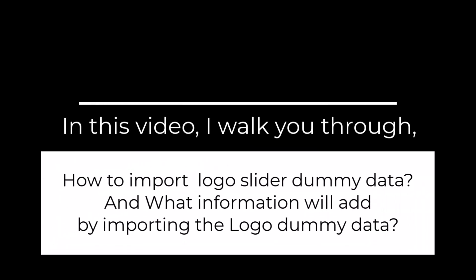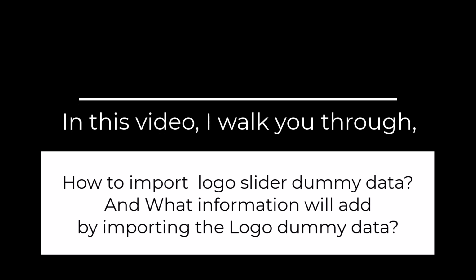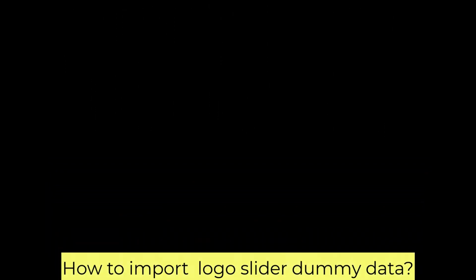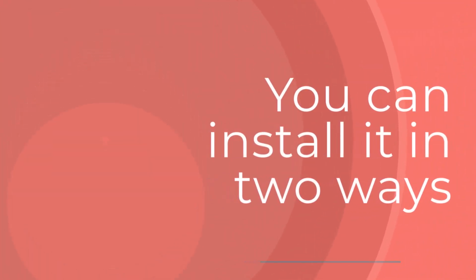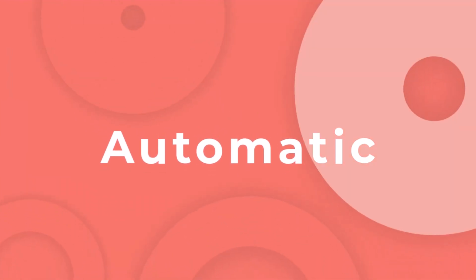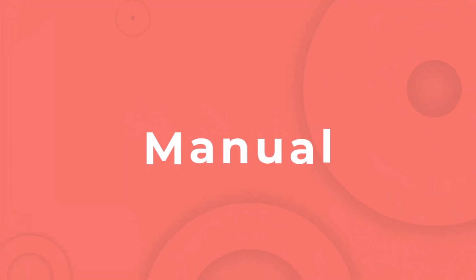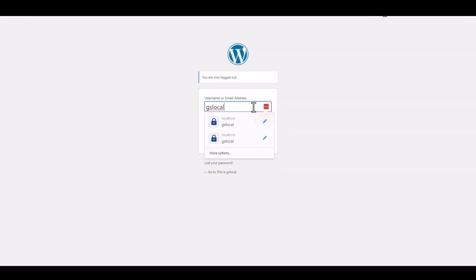In this video, I walk you through how to import Logo Slider dummy data and what information we'll add by importing the logo dummy data. Now, you can install it in two ways. Automatic installation. Manual installation. First of all, you need to log in to the WordPress admin panel with your username and password.